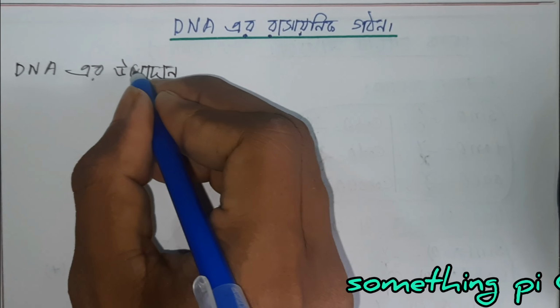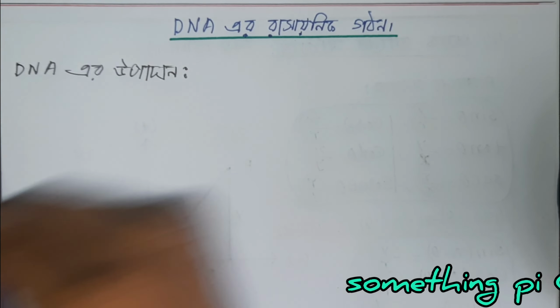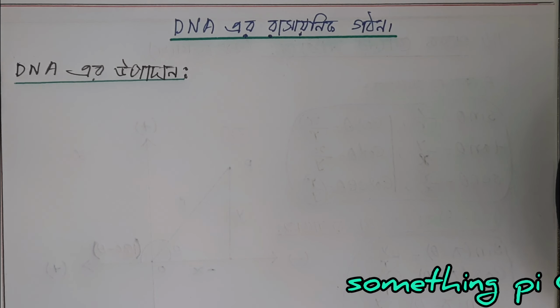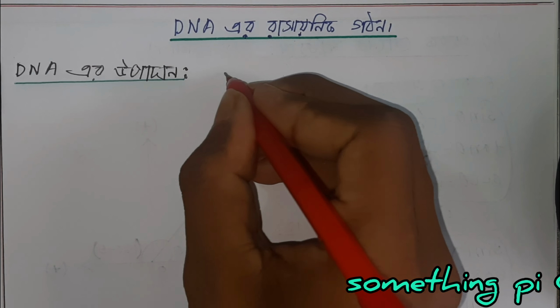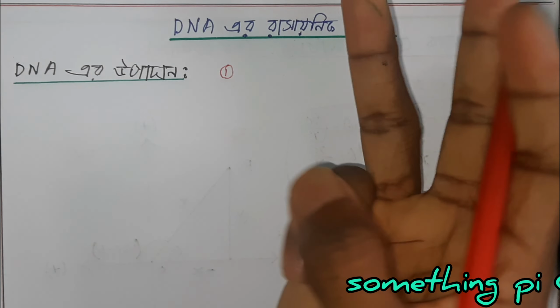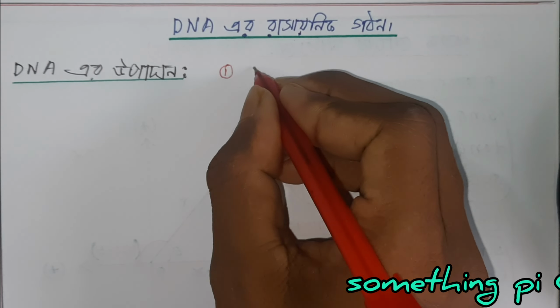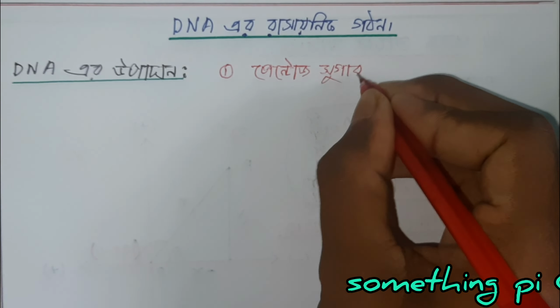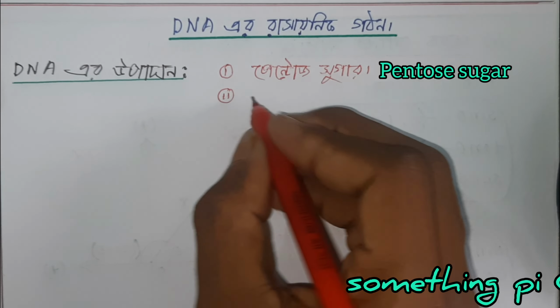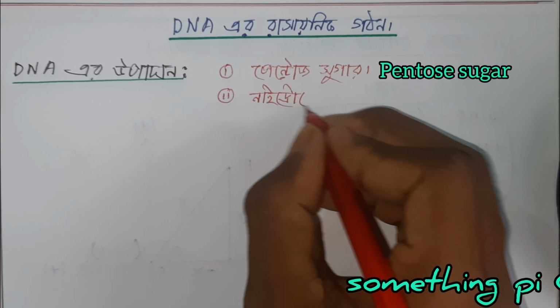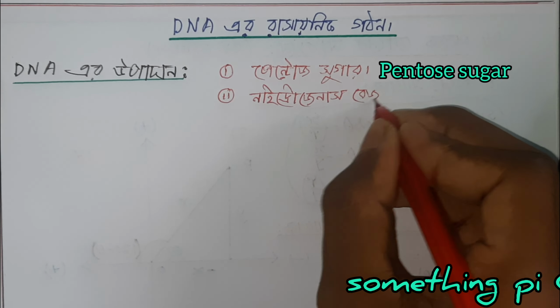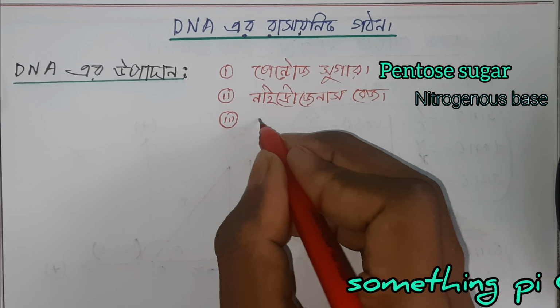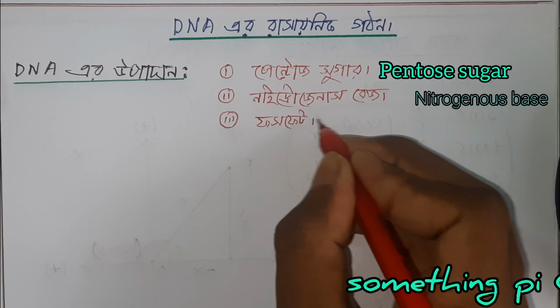The elements of DNA are nitrogenous base, pentose sugar, and phosphate. We know a DNA consists of three types of elements: one is pentose sugar, another is nitrogenous base, and the other is phosphate.